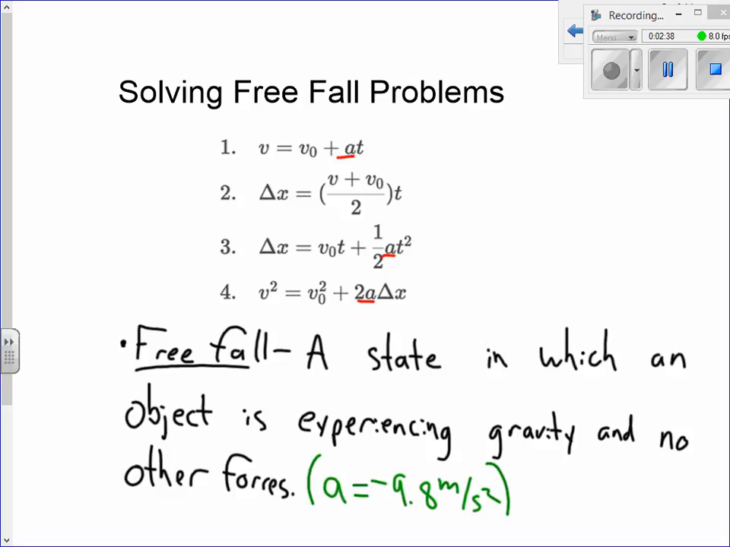The other thing about free fall problems is that these x's here are going to be written a little bit differently. If you drop something, it's going to fall in this manner. So instead of calling that change in x like we did yesterday, we're going to call this change in y. So just a little formality there. You don't always have to do this. It just comes up here and there.